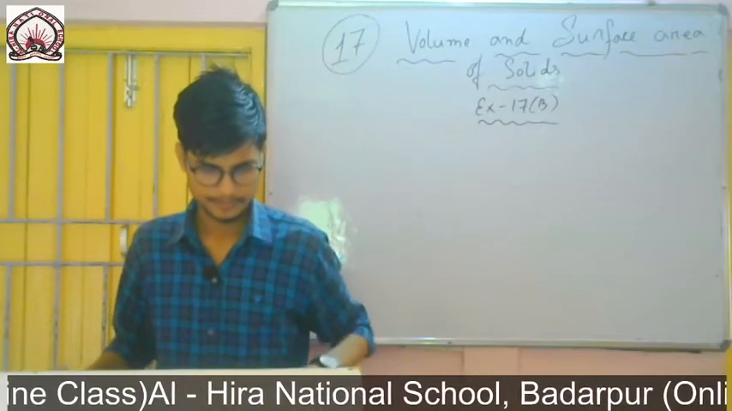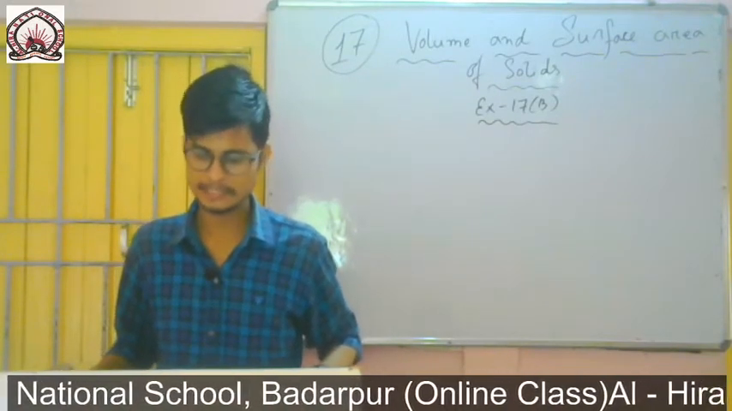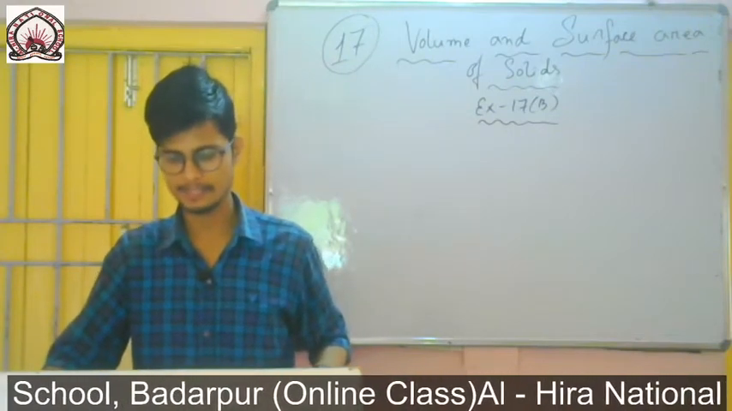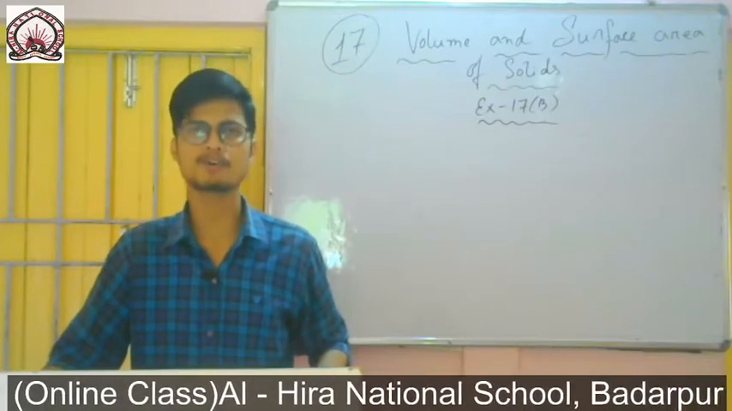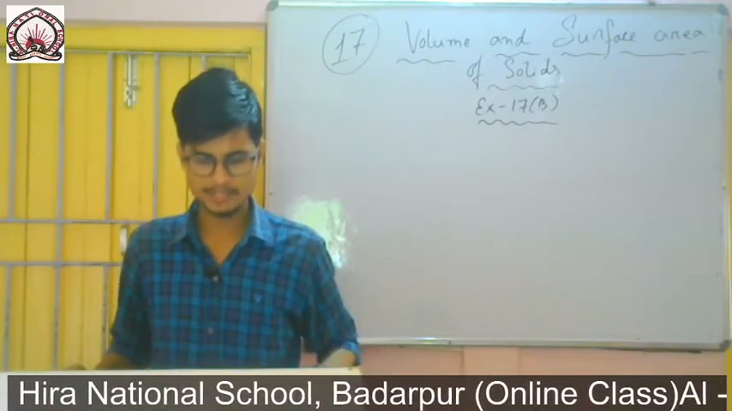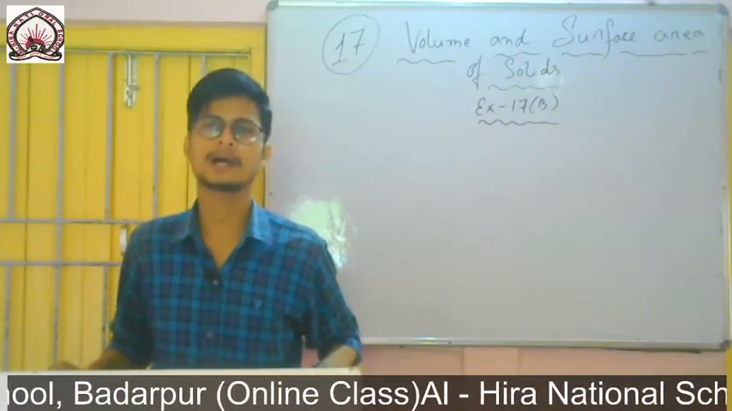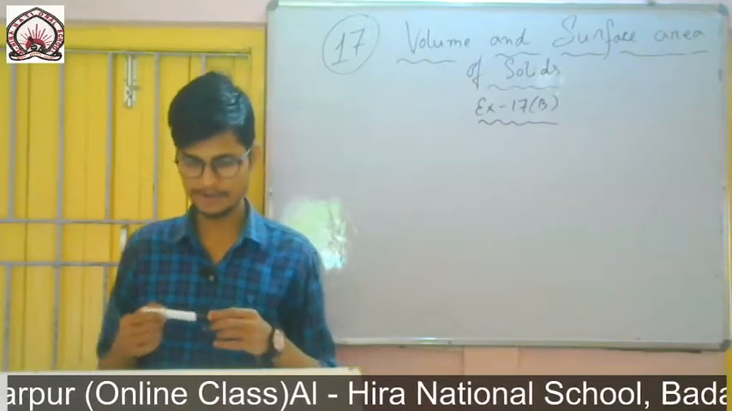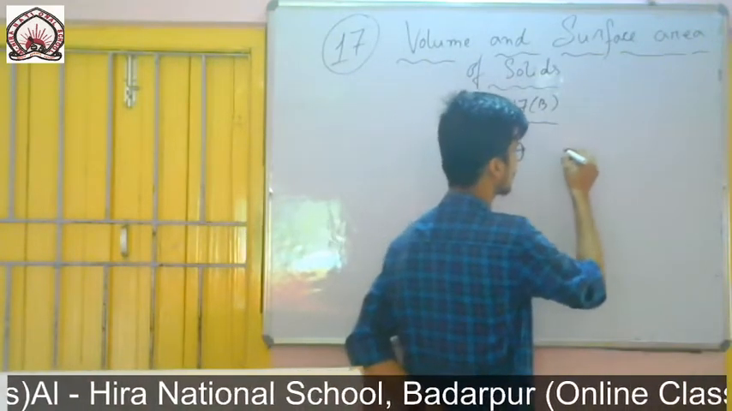It is given a wooden box including the lid has external dimension of 40 centimeter by 34 centimeter by 30. That means length, breadth and height of the wooden box is given including the lid. If the wood is 1 centimeter thick, how many centimeter cube of wood are there in it? So the question is to find how many centimeter cube of wood are there in it.